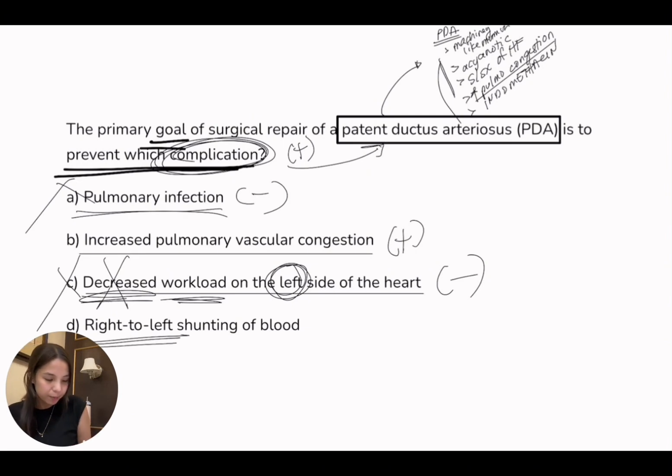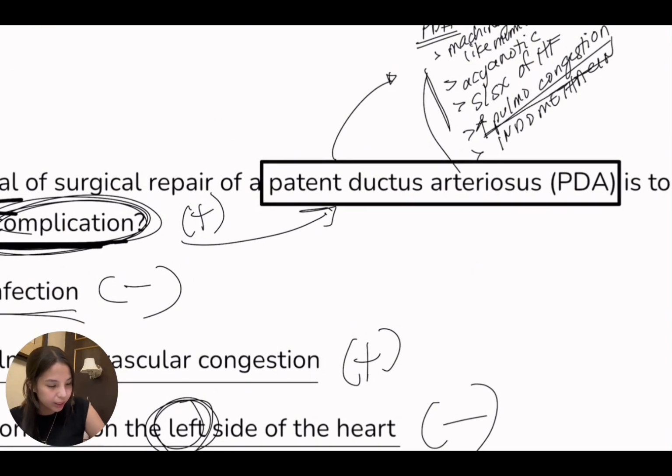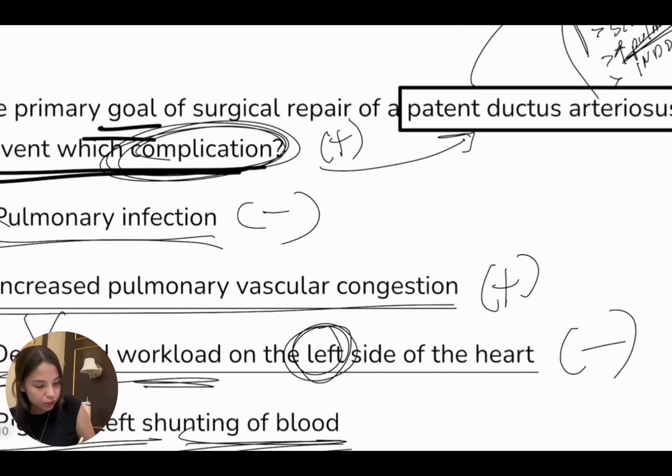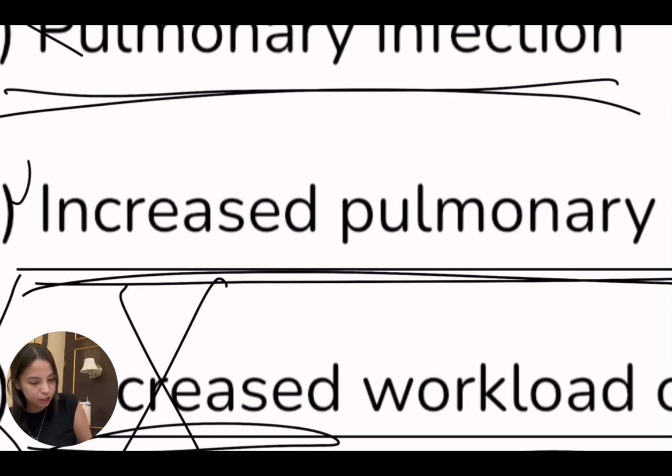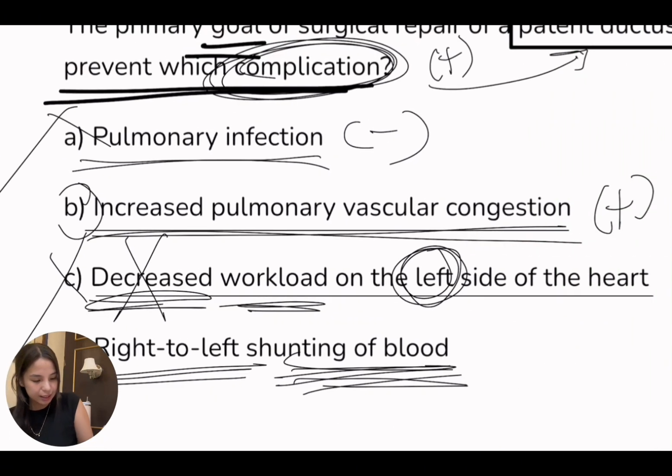Is it a right to left shunting of blood? It's actually a left to right shunting of blood. And so over here, increased pulmonary congestion. This is our answer.